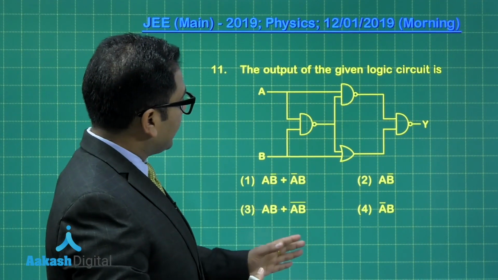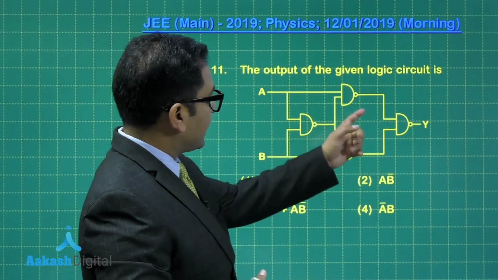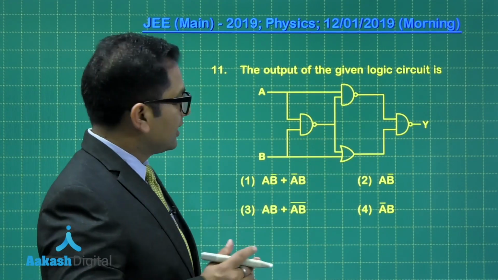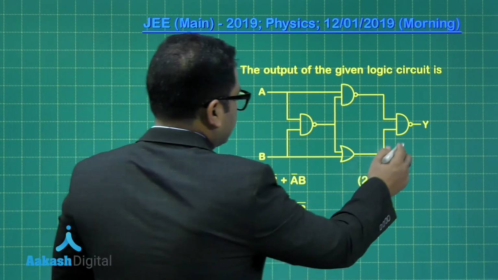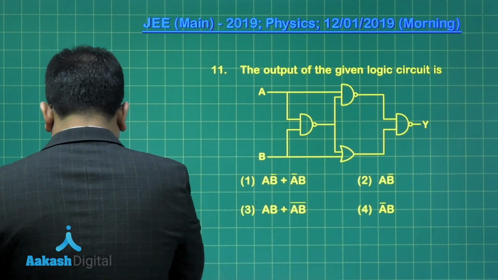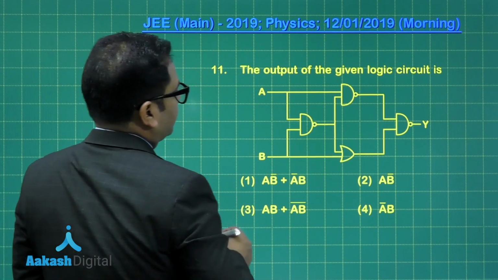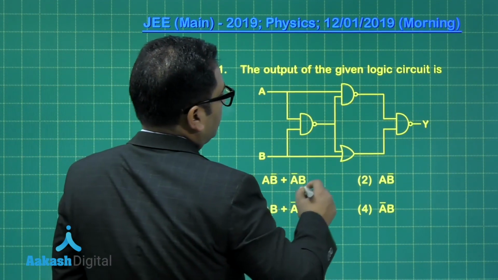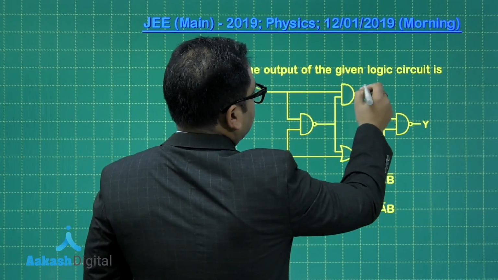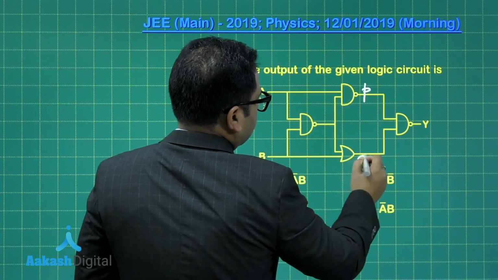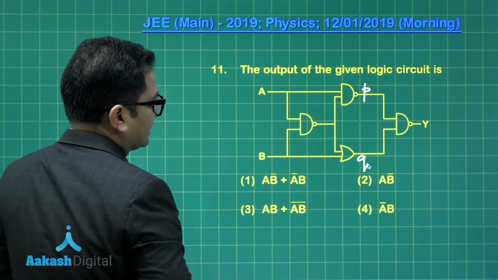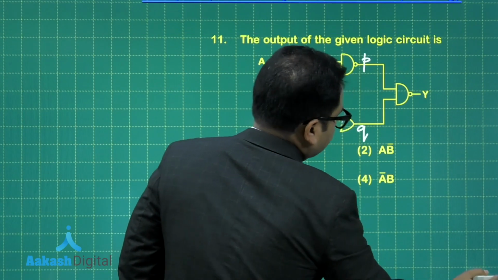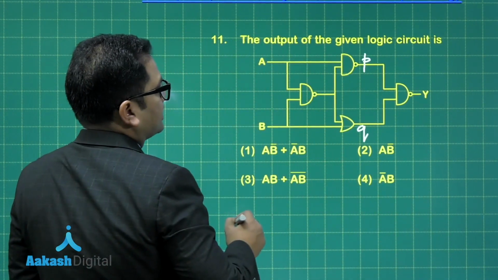So here it's a combination of NAND and OR gates. Let's try to see. We need to find the ultimate output Y. To do that, let me call this output P and this output Q for the sake of simplicity. Fine, then now let's see what P can be written as.